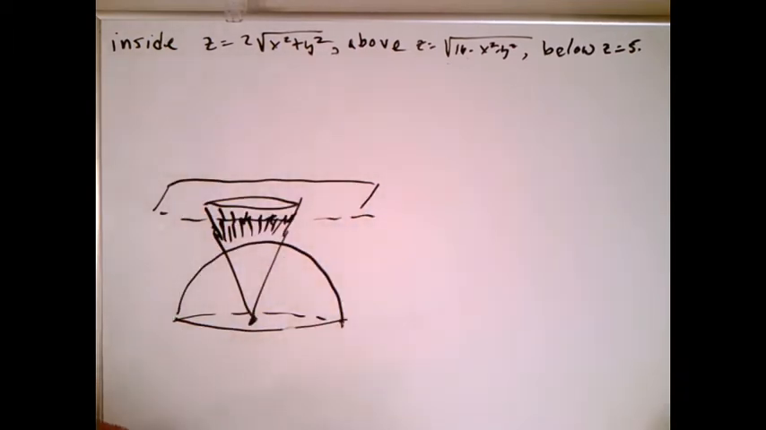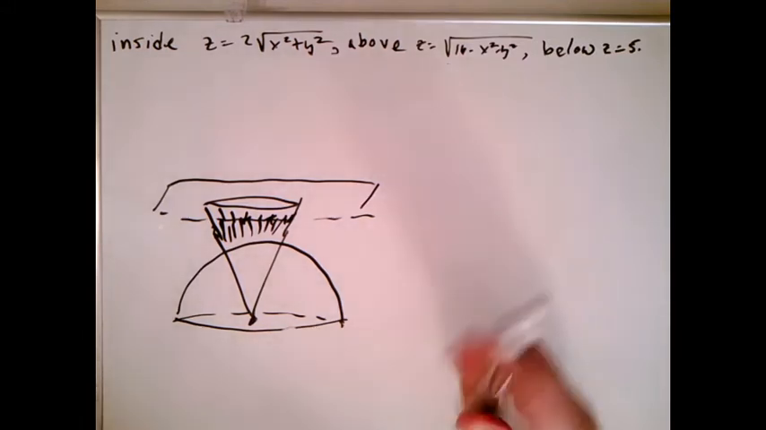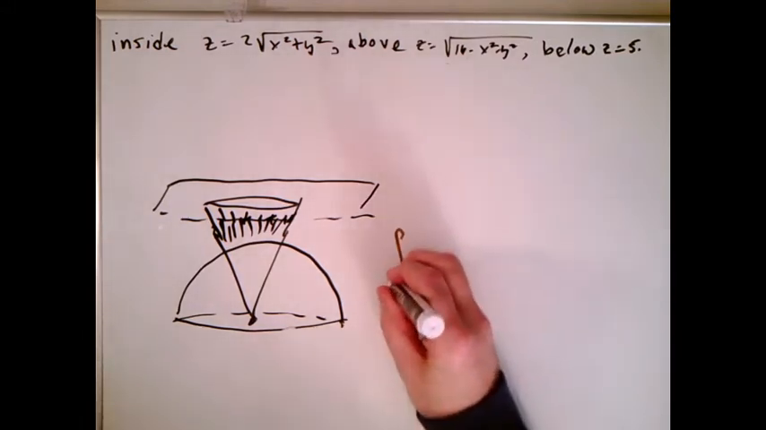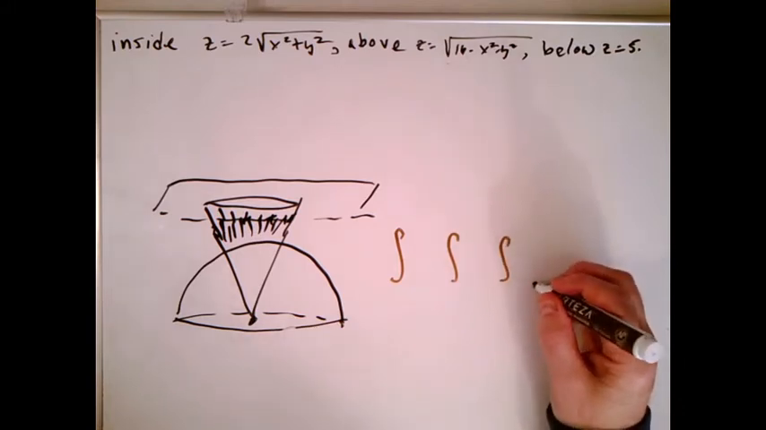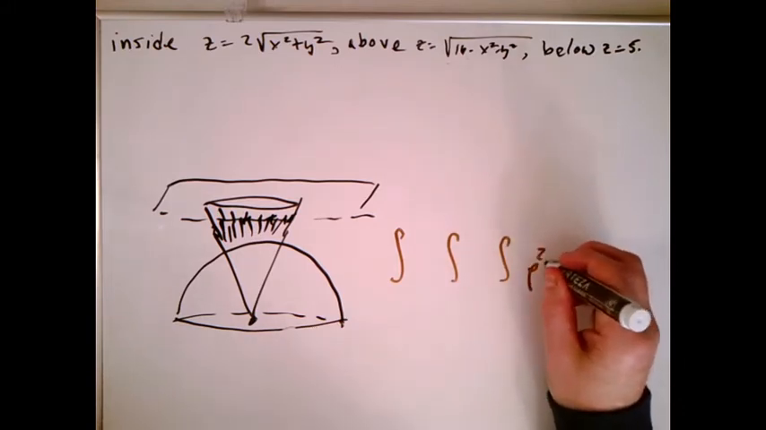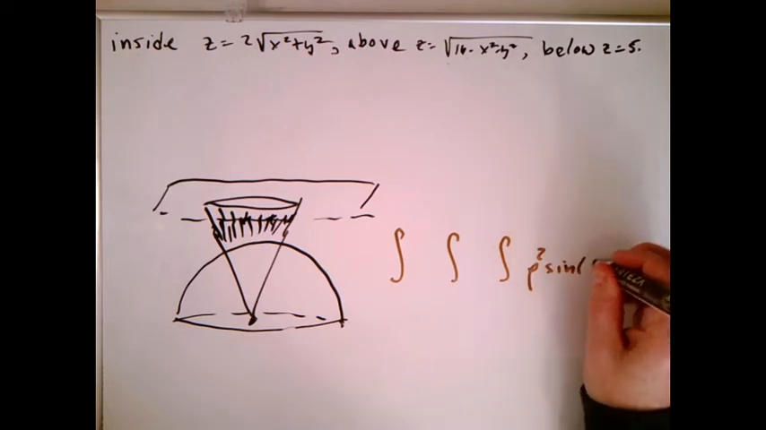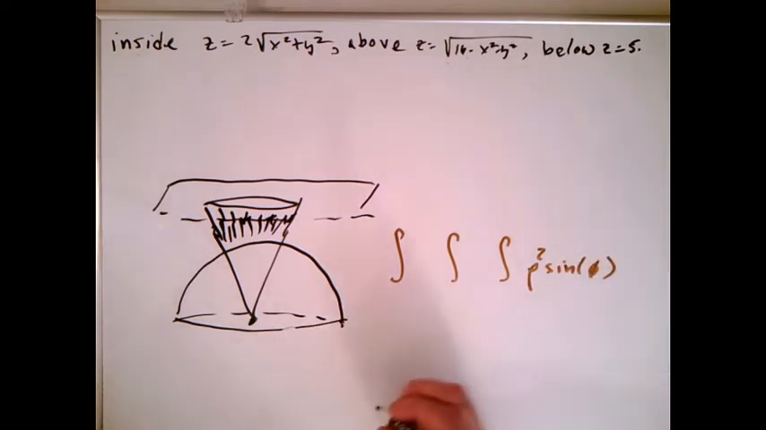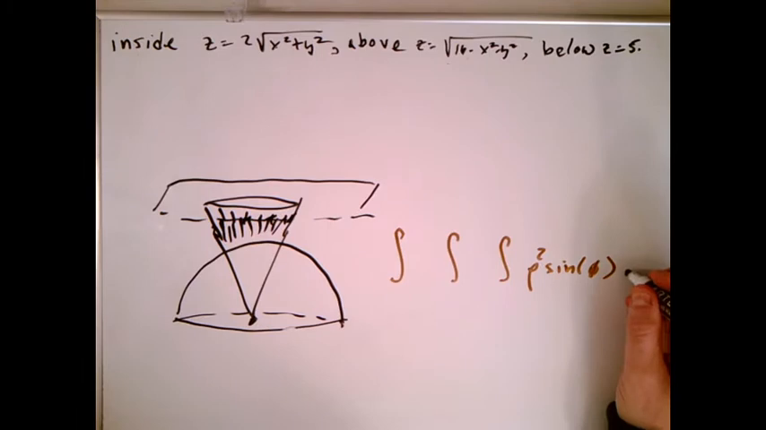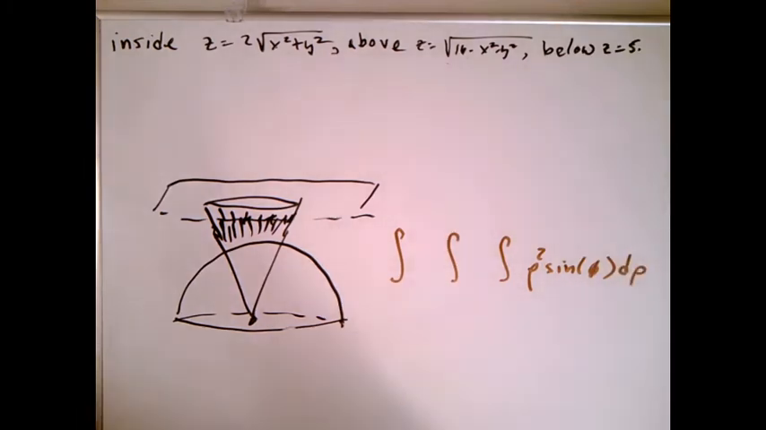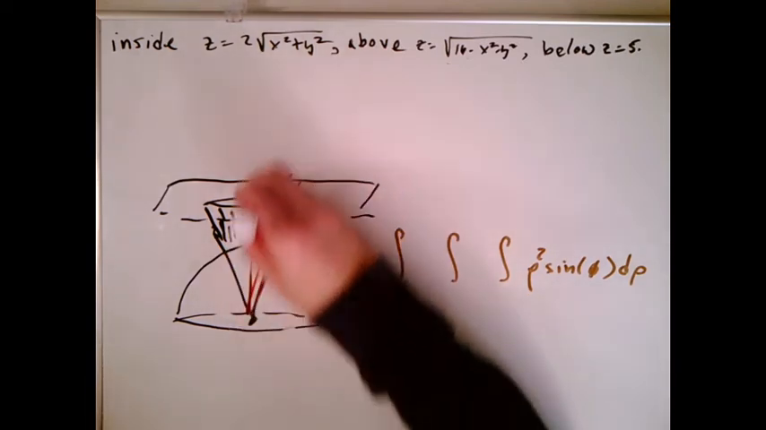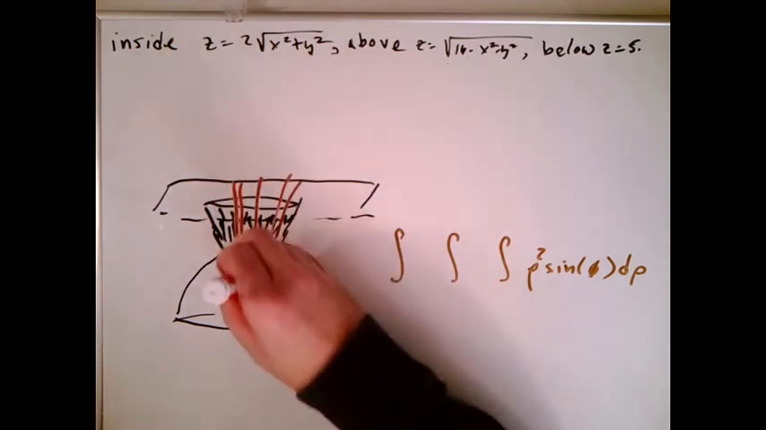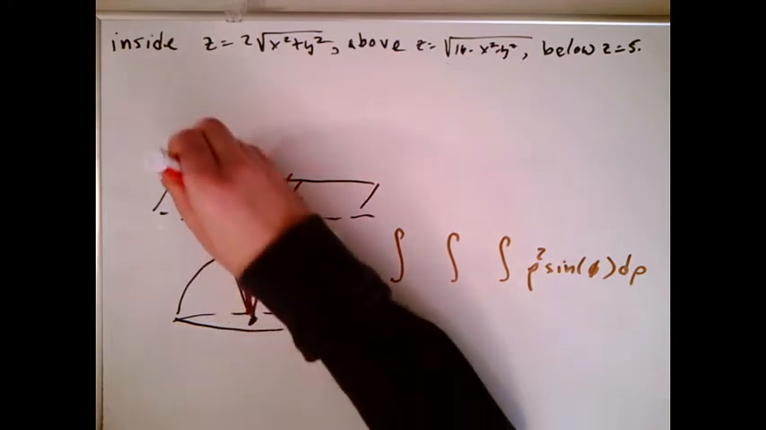Now, in order to start setting up an integral in spherical coordinates, what we should always do is make sure we have integral, integral, integral. We're just finding volumes, so we just need rho squared sine phi. We usually find the rho first, so I'm going to put a little d rho here. And I start drawing rays, drawing rays, drawing rays.